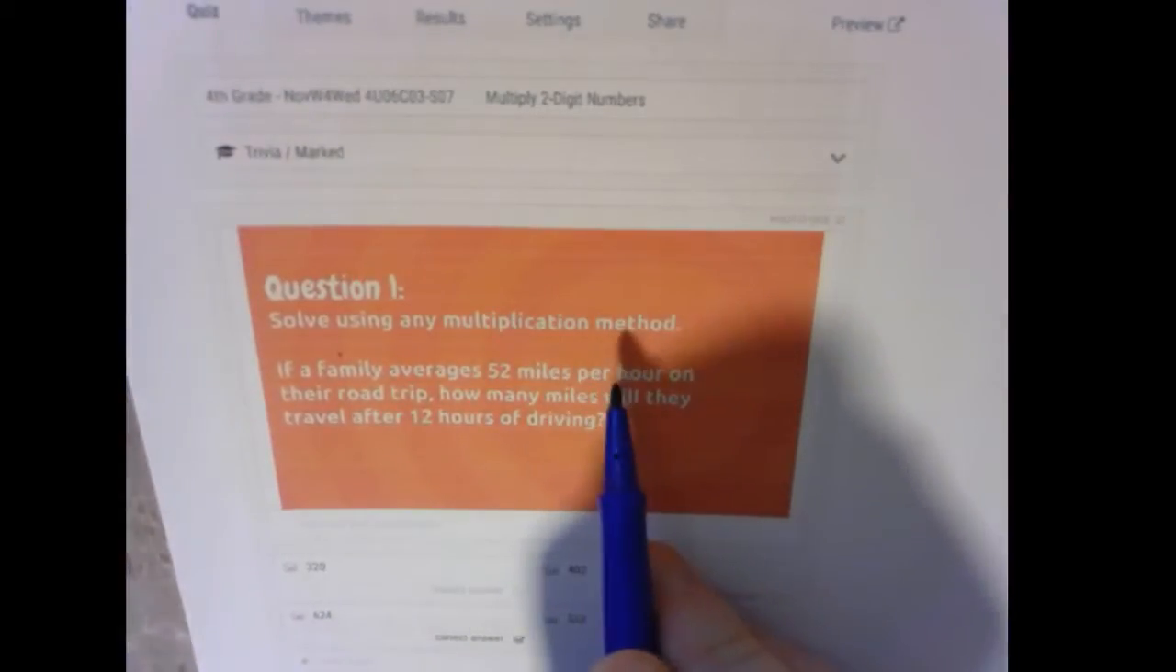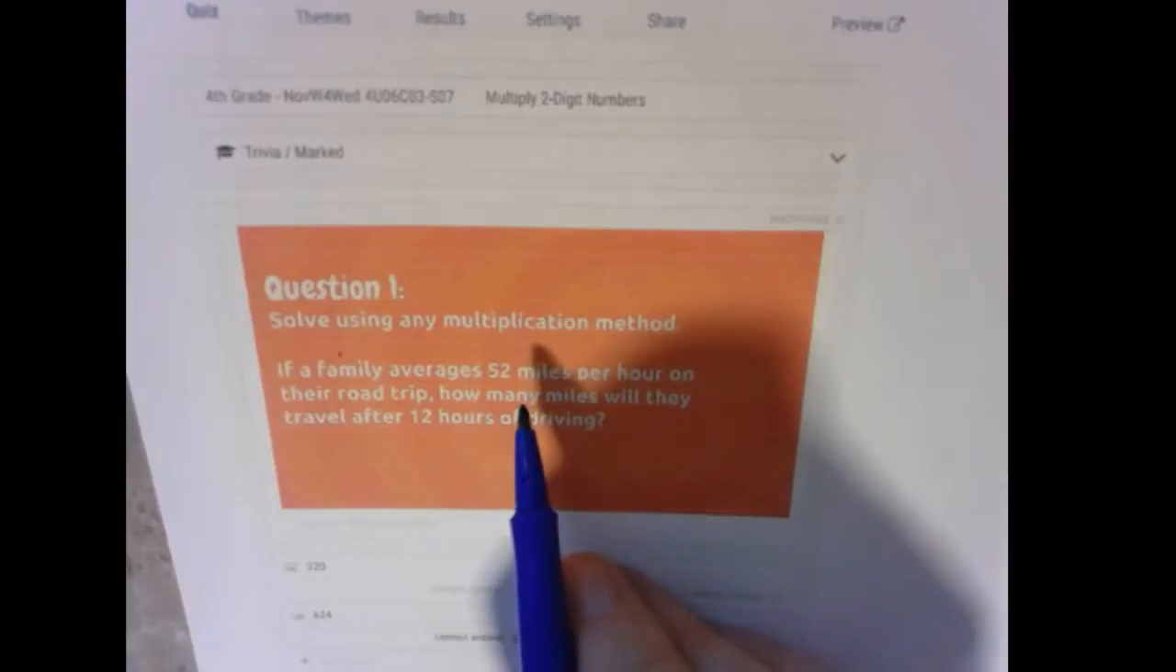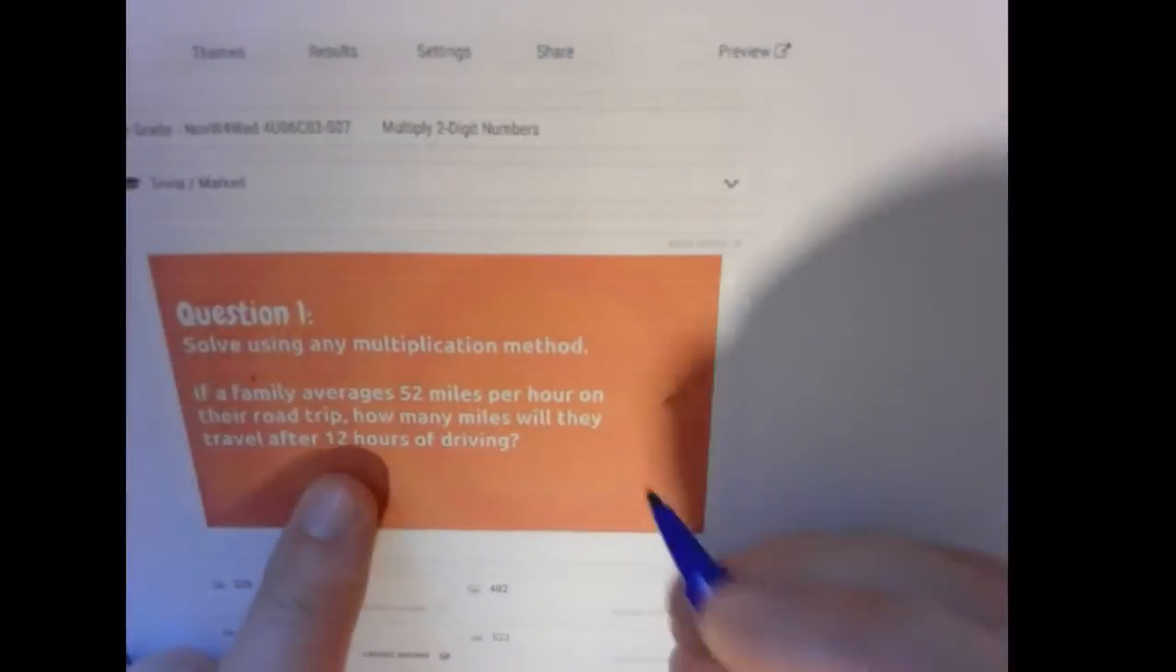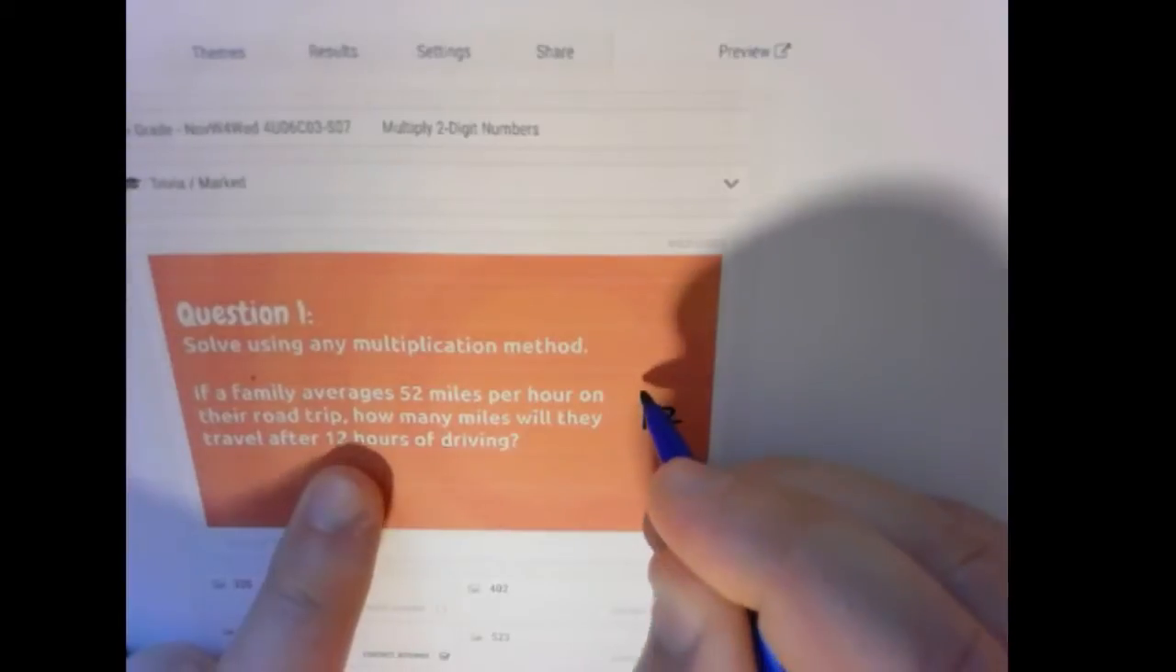Hello, welcome to Wednesday. So here we're asked to solve this using any multiplication method. If a family averages 52 miles per hour on their road trip, how many miles would they travel after 12 hours of driving? So I would set this up like so.